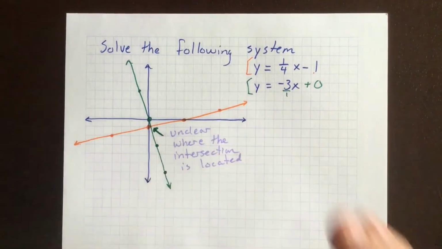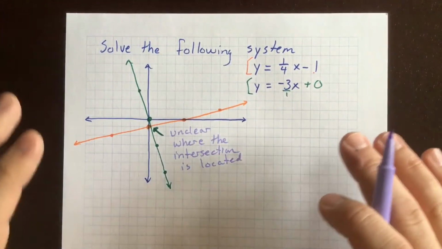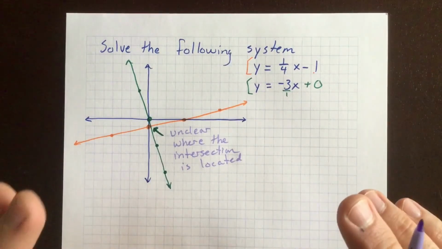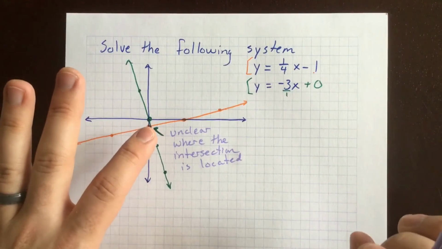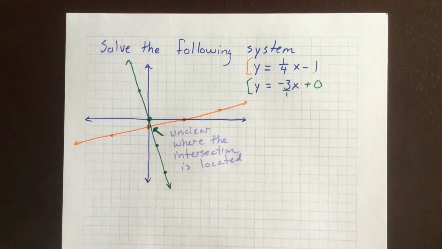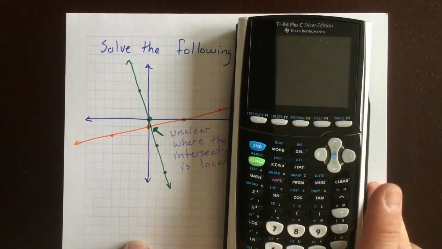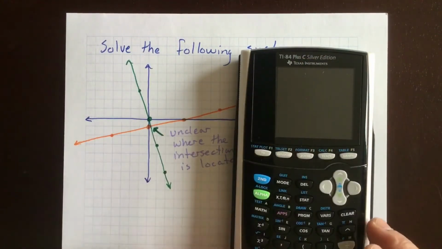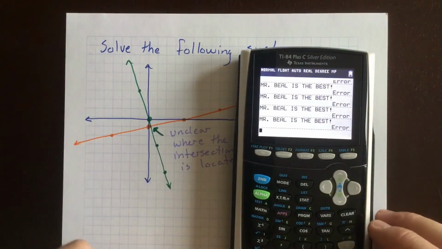So this is graphing. This is one downside to the graphing method. We can graph, yes, but when our intersection's not at a nice clear point, it can make it difficult to find a solution. So we have at our disposal these graphing calculators of different types. I have the TI-84 Plus C. So we turn this on.